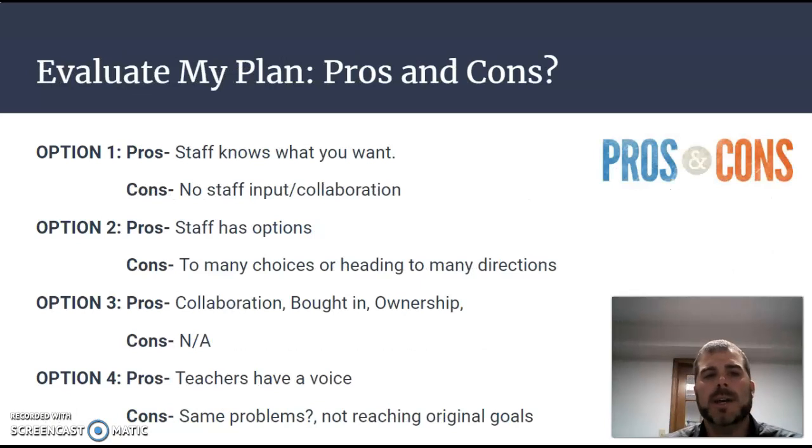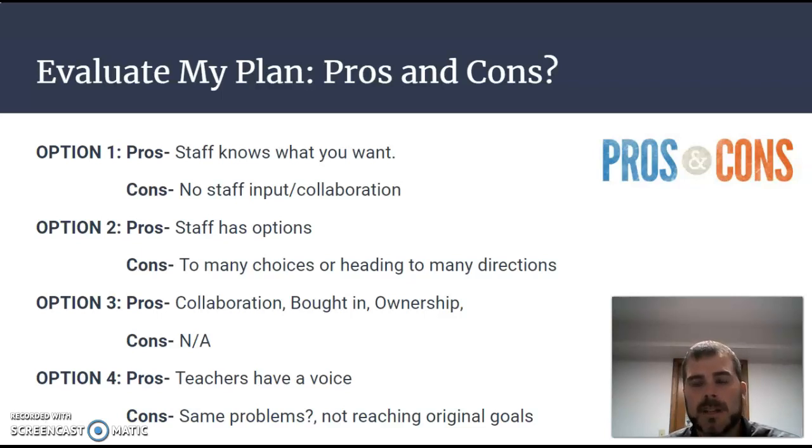Now we're going to evaluate my plan, the pros and cons. Option number 1, directive control. The pros are staff knows what I want. The cons, there's no staff input or collaboration. Option number 2, directive informational. The pros, the staff has options. Cons, there are too many choices or we're heading in too many directions.